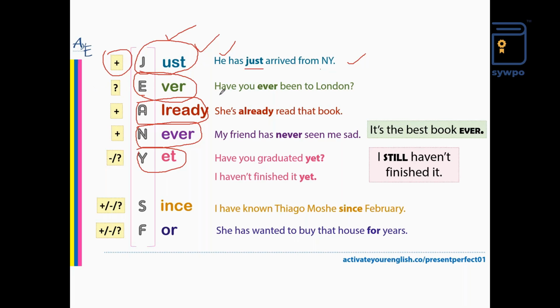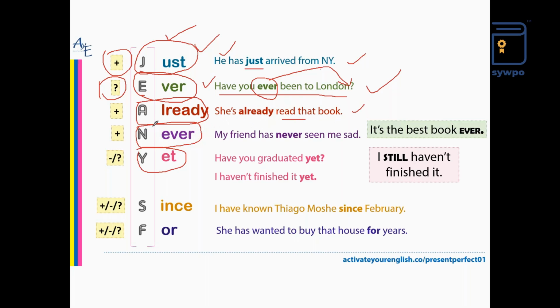Next, we have ever. The word ever, we always use it in a question to ask about life experience. So, have you ever been to London? Have you ever eaten sushi? These questions are actually asking you about your life experience. And you have to remember, we don't write it in negative, we don't write it in positive. We always use ever in question.